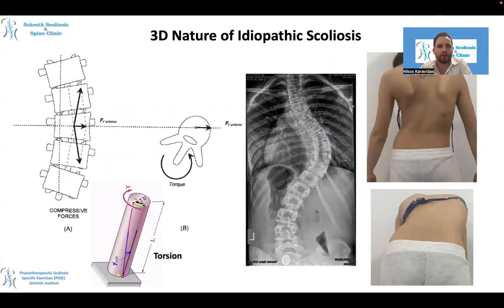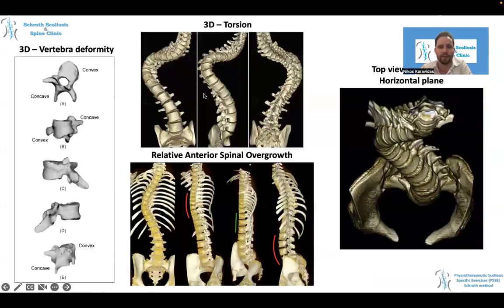We know that scoliosis is a 3D deformity of the spine and the trunk, and it comes from the mechanical phenomenon of torsion. As you can see here, the spine is deviated and rotated at the same time, and this is what you can see on the X-ray or on the clinical image of the patient.